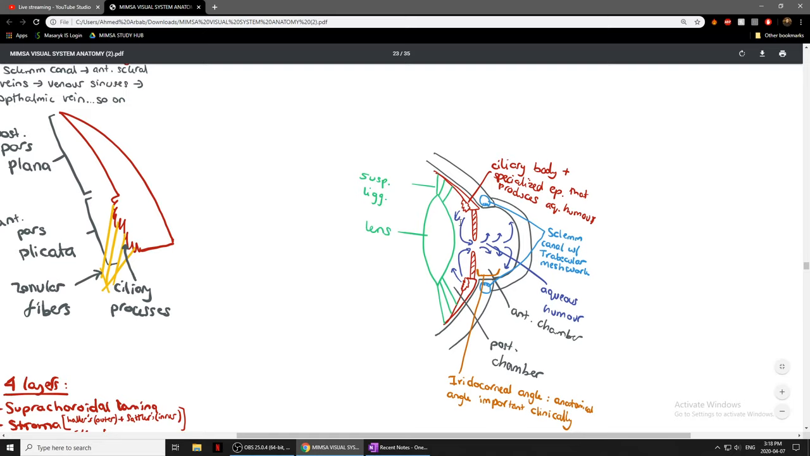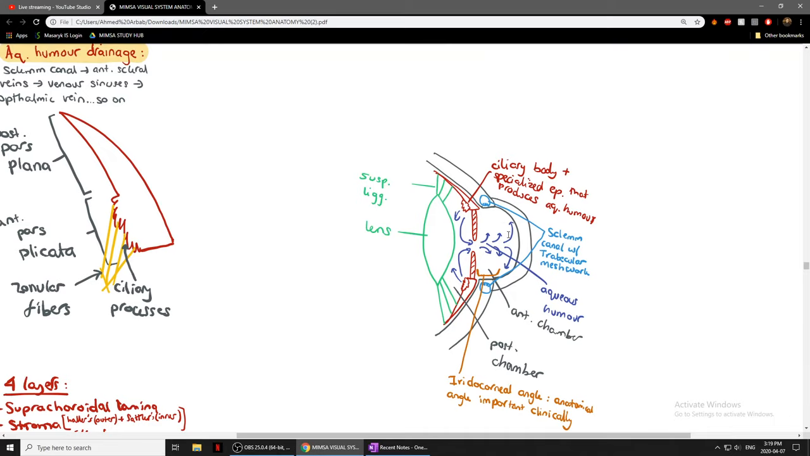Now I've obviously made this really out of scale. The posterior chamber is way smaller, it's really tiny, but just for visualization, aqueous humor is secreted and moves outwards alongside the iris, and it moves out of the pupil, which is the connection point between the posterior and the anterior chamber. And then it flows all the way through, all the way back. It bathes this area, and then it moves backwards into the Schlemm canal.